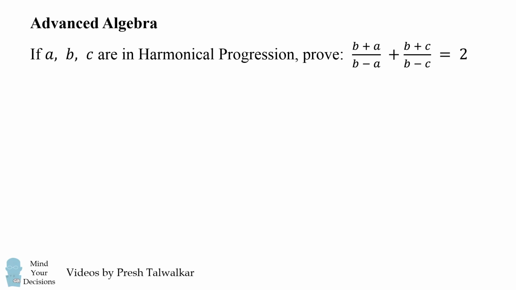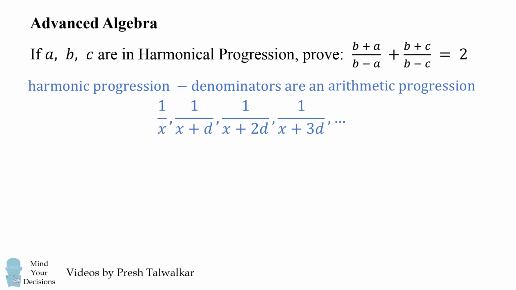The key part of this question is, what is a harmonic progression? I personally did not know this, and I'll admit I had to look it up. In a harmonic progression, the denominators are in an arithmetic progression. So if the first term is 1 over x, the next term is 1 over x plus d, then the next term is 1 over x plus 2d, then we have 1 over x plus 3d, and so on. Each time we're adding this common difference of d to the denominator.